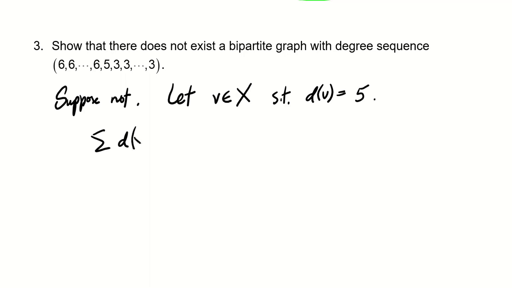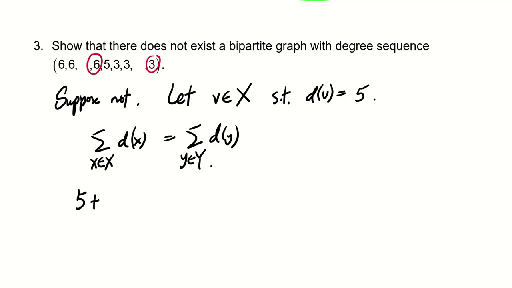We know that the sum of all degrees in X equals the sum of degrees in Y. And since V belongs to Y, on the left hand side we will have 5 plus the rest. The rest of the vertices are either of degree 3 or degree 6. So it means that the rest of the degrees, when we sum them up, equal a multiple of 3. Likewise, the sum of degrees in X will be a multiple of 3.